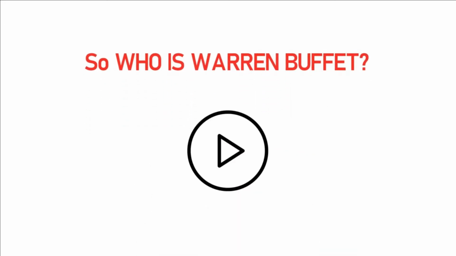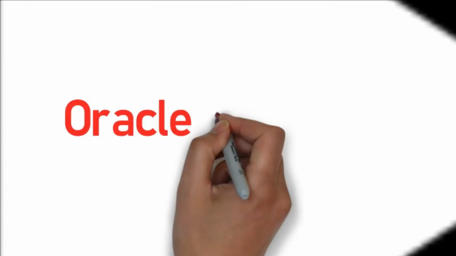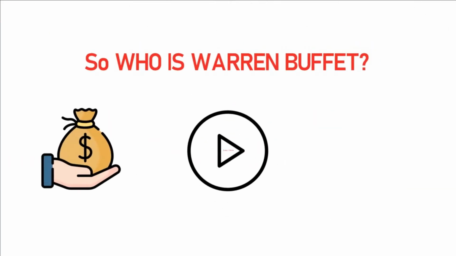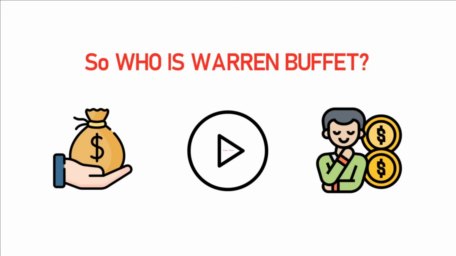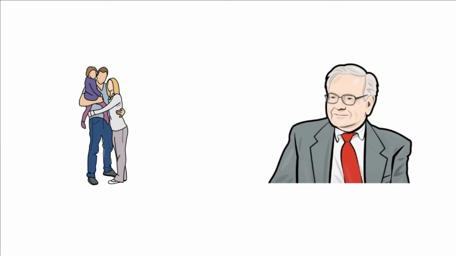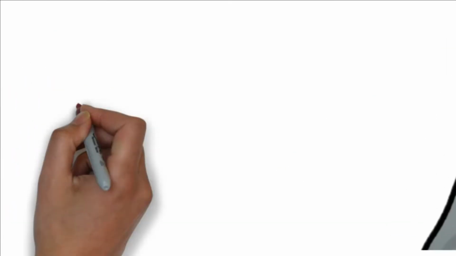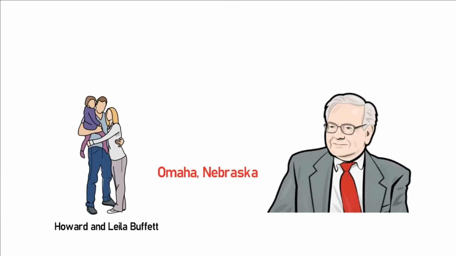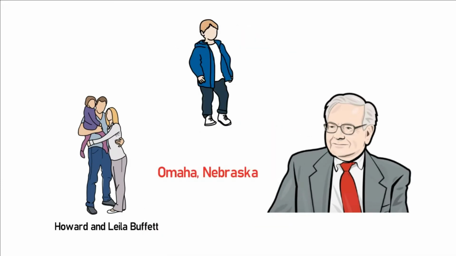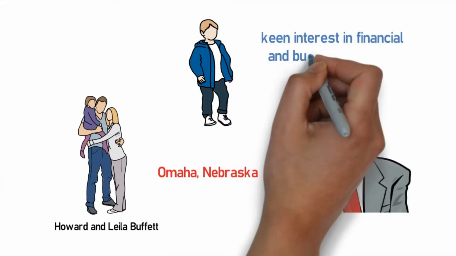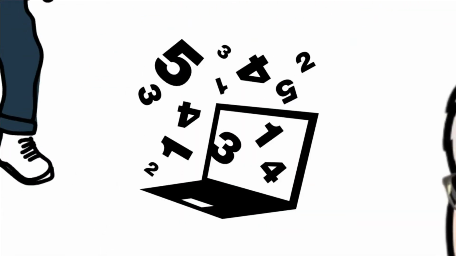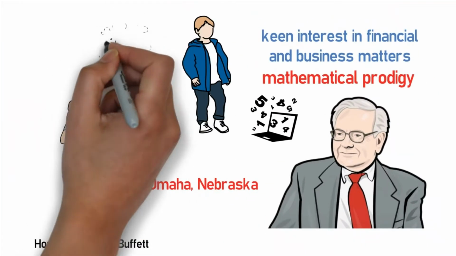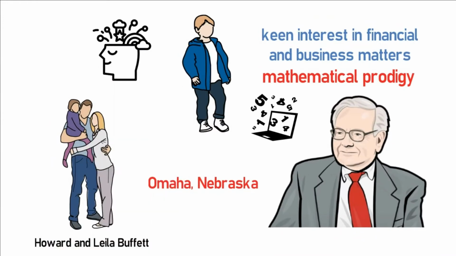In the video, we're going to look into the life of the man known as the Oracle of Omaha, highlighting the investments and the decisions that he made to become one of the richest and most respectable businessmen in the world. Warren Edward Buffett was born in 1930 to Howard and Leah Buffett in Omaha, Nebraska. As a child, Warren demonstrated a keen interest in financial and business matters and was described as a mathematical prodigy who could add large columns of numbers in his head, a gift that would serve him well in the future.